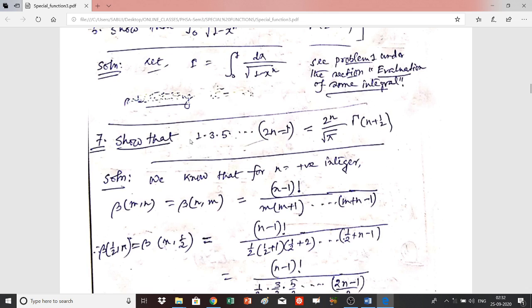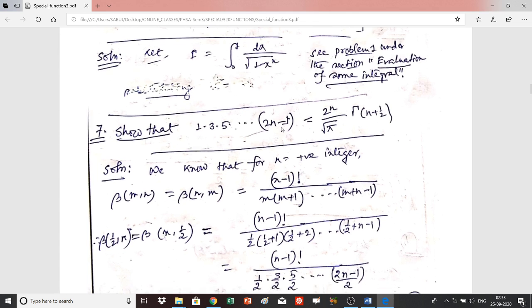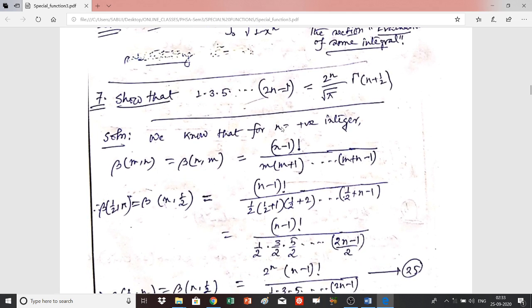The next one is: show that 1, 3, 5, and so on up to 2n minus 1, is equal to 2 to the power n by square root pi times gamma n plus half. We have to prove this identity. So if n is a positive integer, then you know that beta m n is equal to beta n m, because the beta function preserves symmetry. That means if the integers m and n are interchanged, the value remains the same. So the values of beta m n and beta n m are identical.